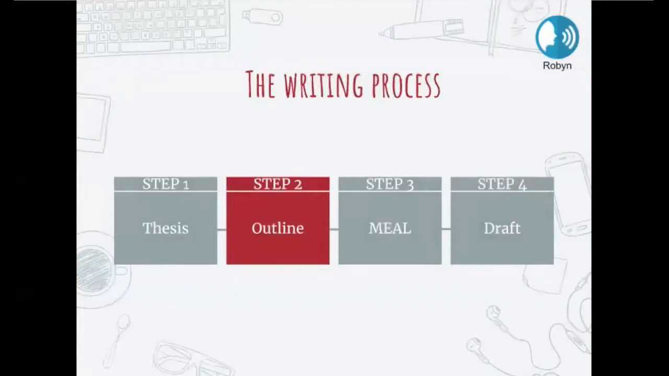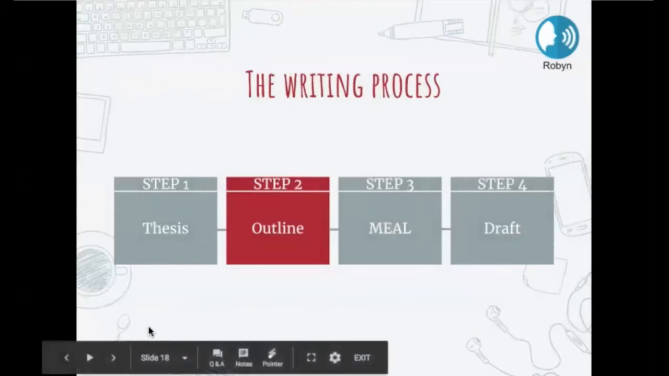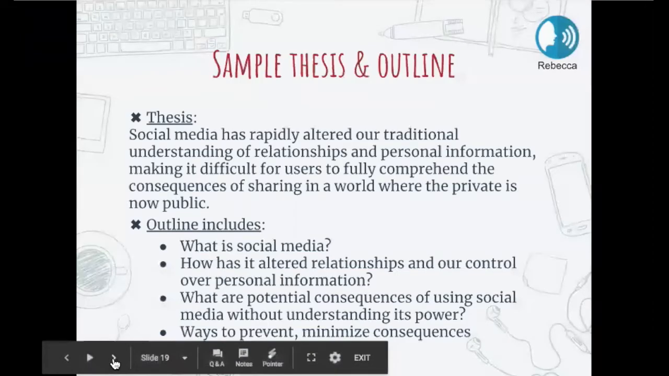Okay, so now that you've got an idea of what your thesis is or what the focus of your paper might be, the next step is to think about what kind of points you're going to include in your paper. And before you actually start fleshing out those ideas, you want to start off with something called an outline.